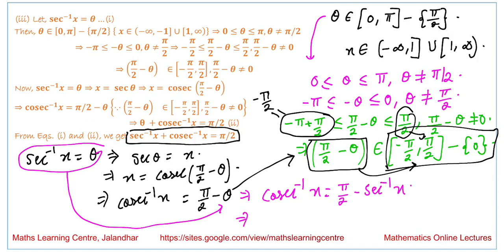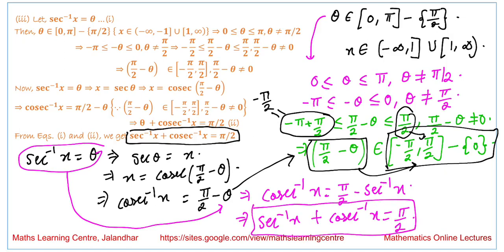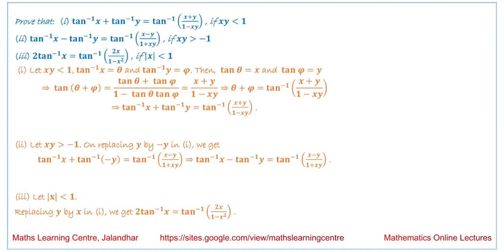So this implies that secant inverse x plus cosecant inverse x is equal to pi by 2, and this is what we have to prove. Now the next result we have to prove is that tan inverse of x plus tan inverse of y is equal to tan inverse of x plus y over 1 minus xy.